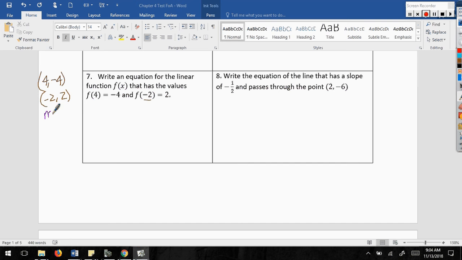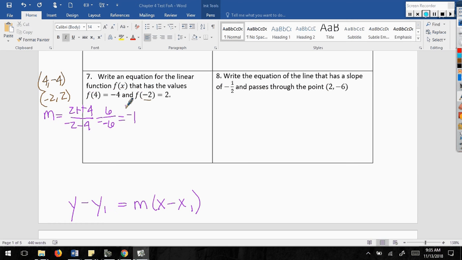So let's do slope equals 2 minus -4 divided by -2 minus 4. Okay, so same change, change. I get 6 over -6, which is -1. And this time I think I'll use point slope form. Remember, point slope form is y minus y1 equals slope times x minus x1, because the directions do not specify what form your line needs to be in.